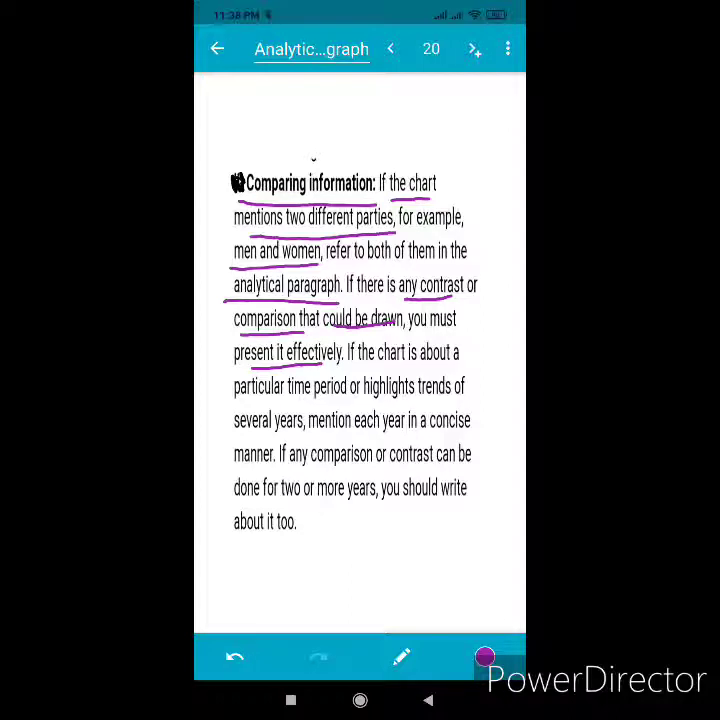If the chart is about a particular time period or highlights the trends of several years, mention each year in a concise manner. Mention each year. Okay? If any comparison or contrast can be done for 2 or more years, you should write about it too.